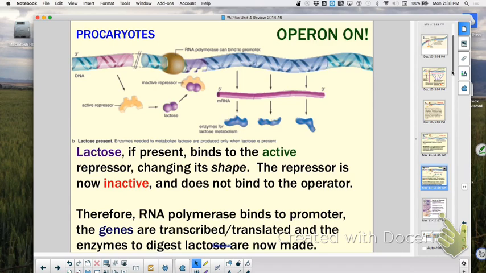Do you remember that one diagram where it would weakly bind, or this is the only scenario where it would bind, when lactose is present and glucose is absent? Do you remember that part? Okay. Make it make sense to you so you don't have to sweat it out.